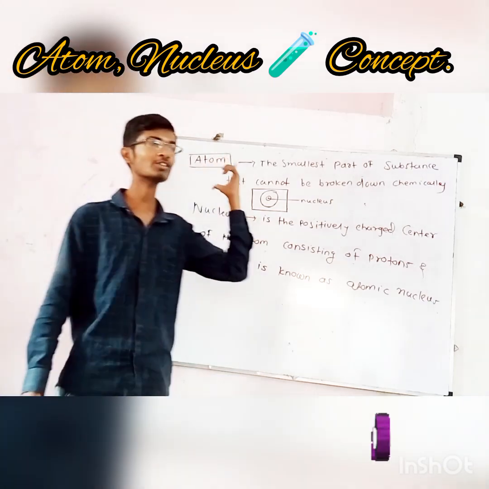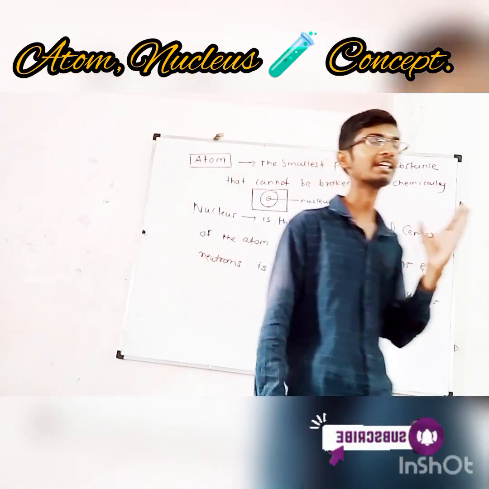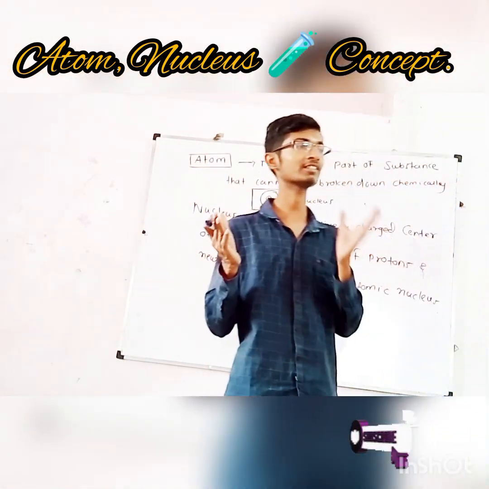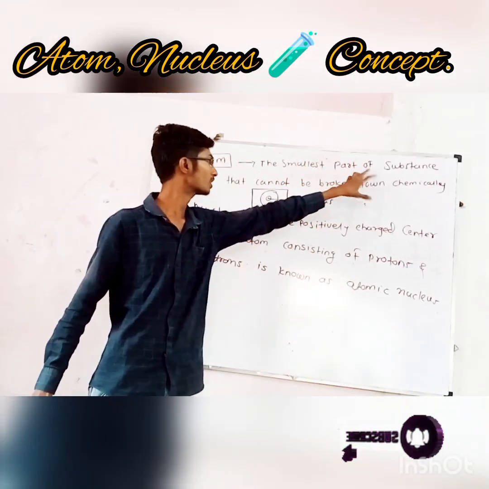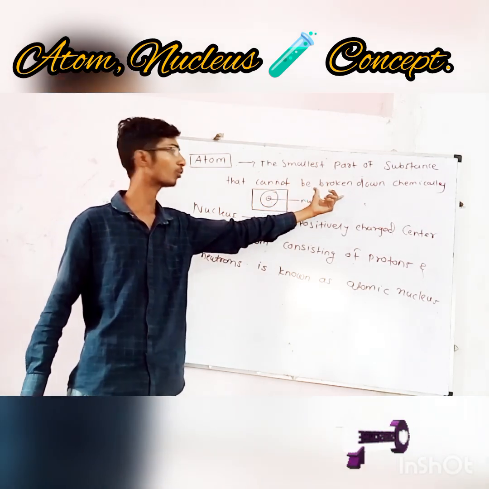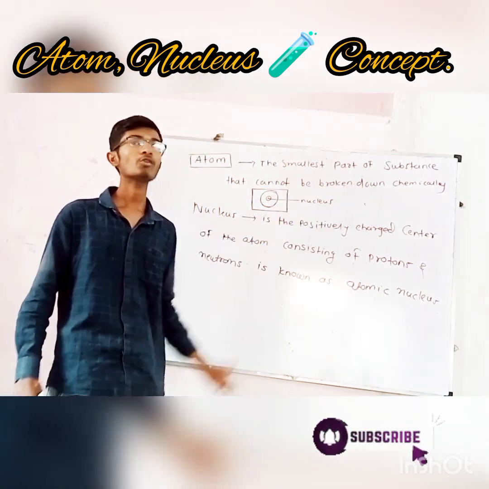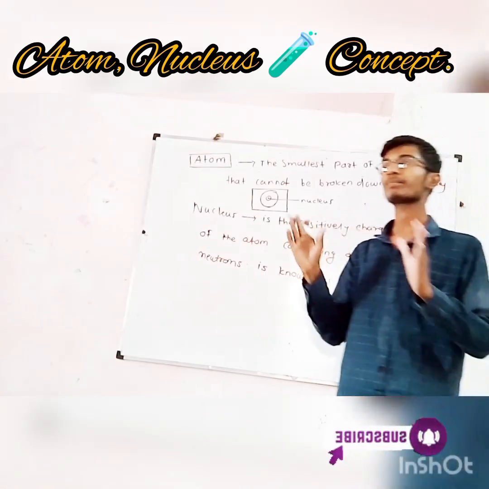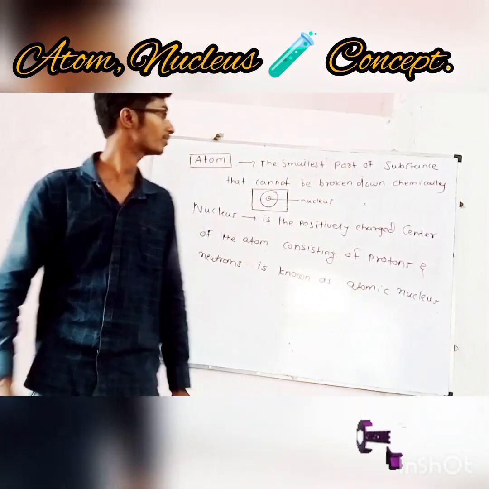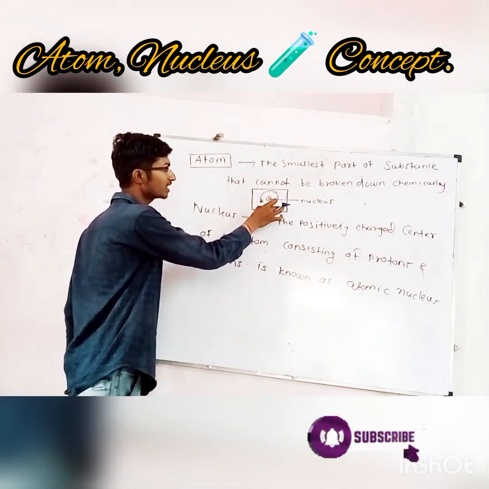But what is meant by the atom? First, we need to understand what an atom is: the smallest particle of a substance that cannot be broken down chemically. Suppose we take one atom. An atom is circular, meaning it has a round shape. This is the atom.